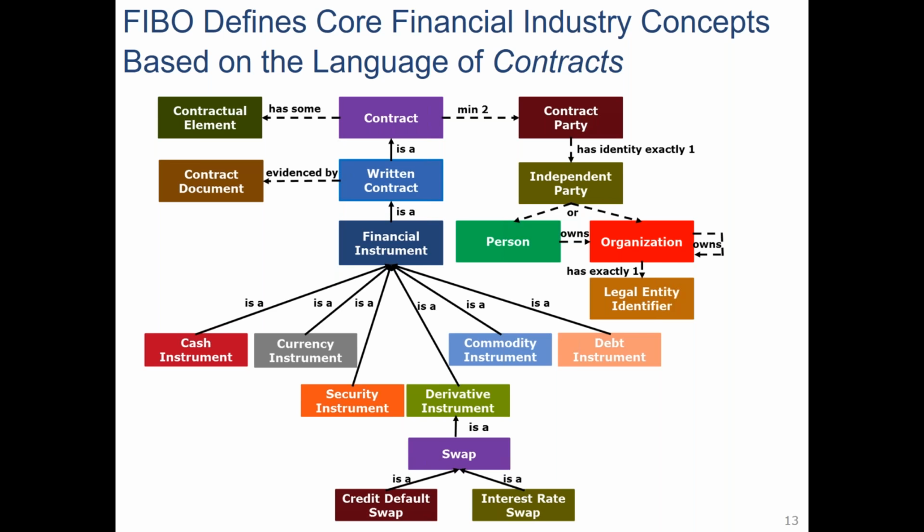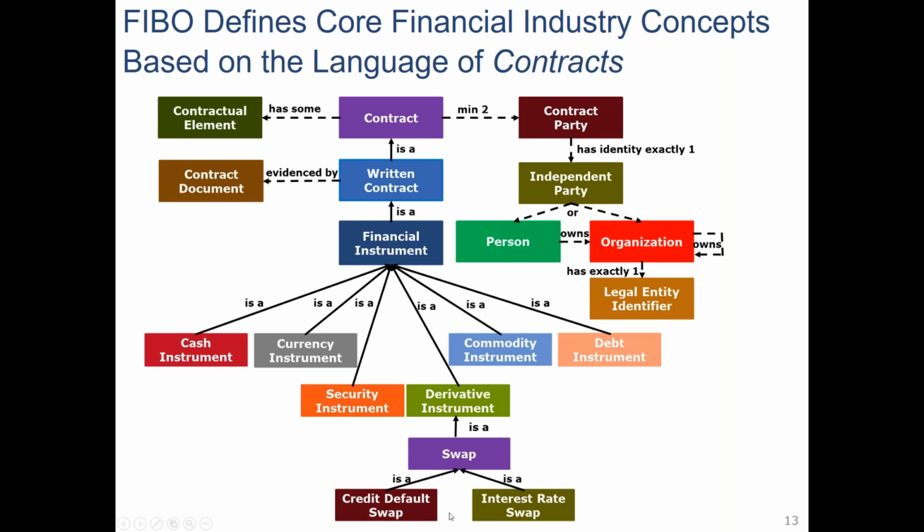So FIBO is architected around the contract because financial instruments are kinds of written contracts, which are contracts. Contracts have various contractual elements. They have parties to the contract. They have contractual documents. We have financial instruments then that inherit the capabilities, the meaning, the semantics of written contracts, which inherit the semantics of contracts, which are also agreements, and so on and so forth.